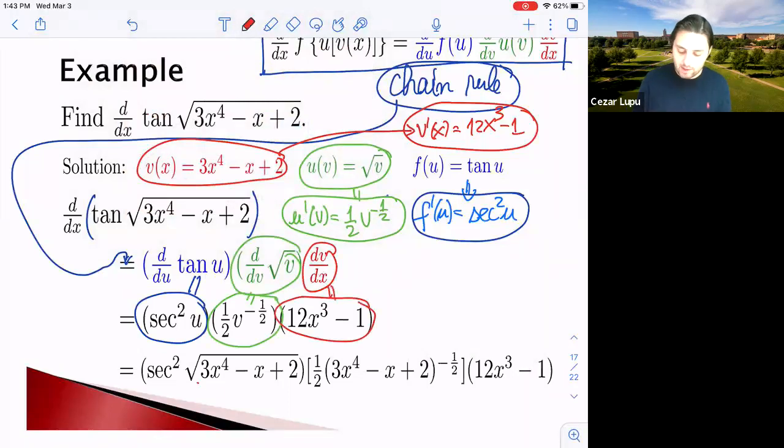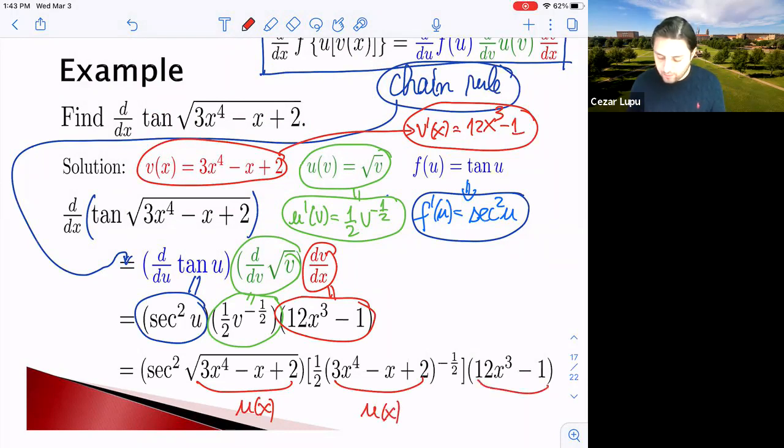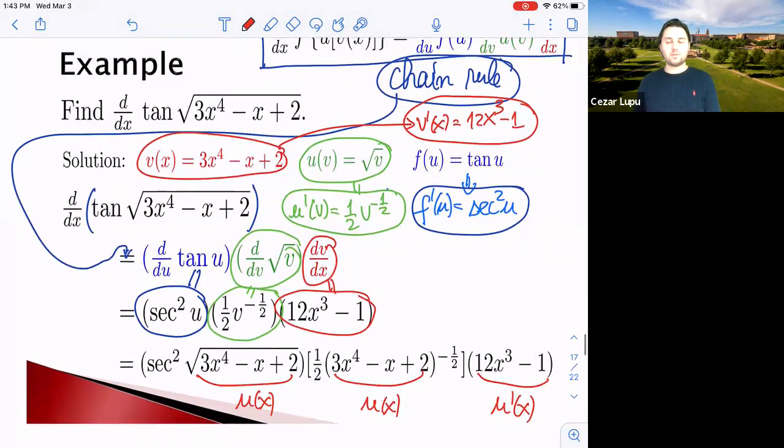And now I just plug it in. You see here u of x. Again, you will find here u of x because v is also a function of u of v, right? And here you have the derivative. So this is the final result.